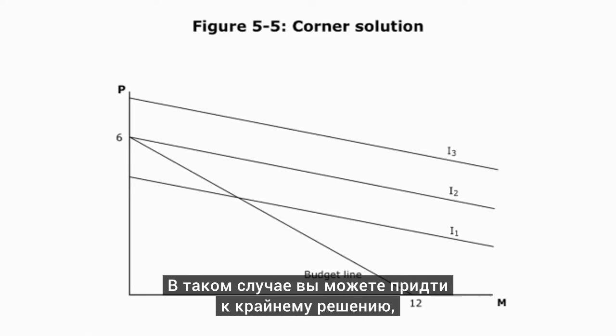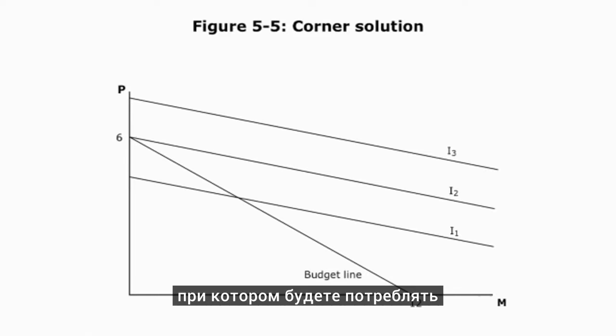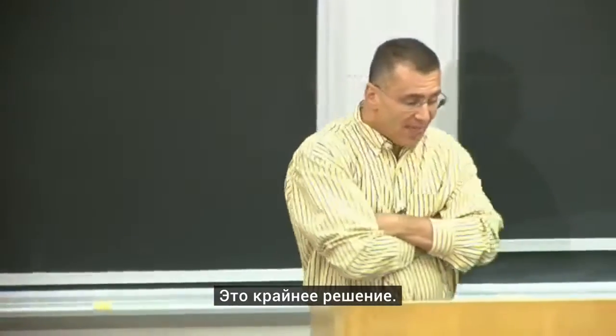Okay? Well, in that case, you can end up with a corner solution, where you're going to consume only 6 pizzas and no movies. And why is that? That's because this is a person who loves pizza relative to movies. It's a very flat indifference curve. They love pizza so much relative to movies that, given the prices they face, they'll just go ahead and choose 6 pizzas and no movies. Okay? So that's a corner solution.